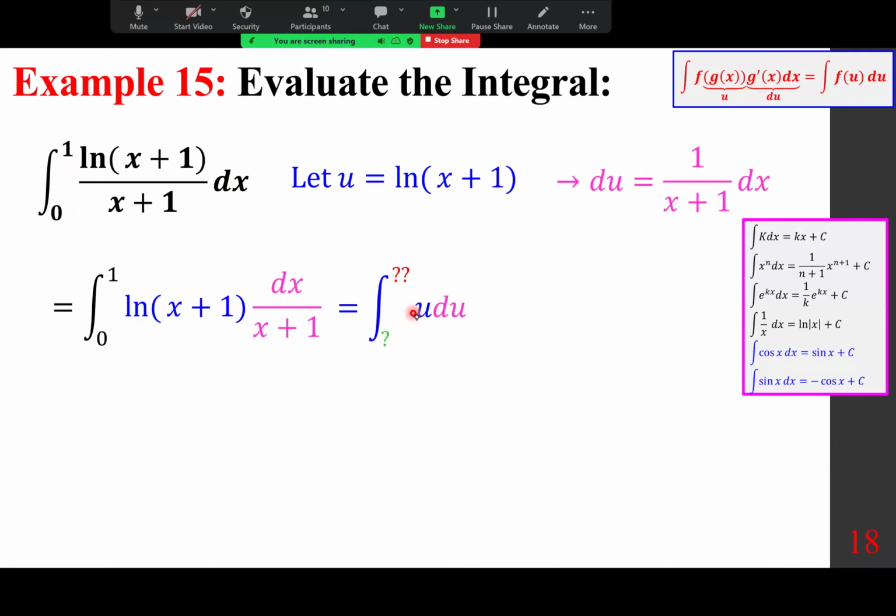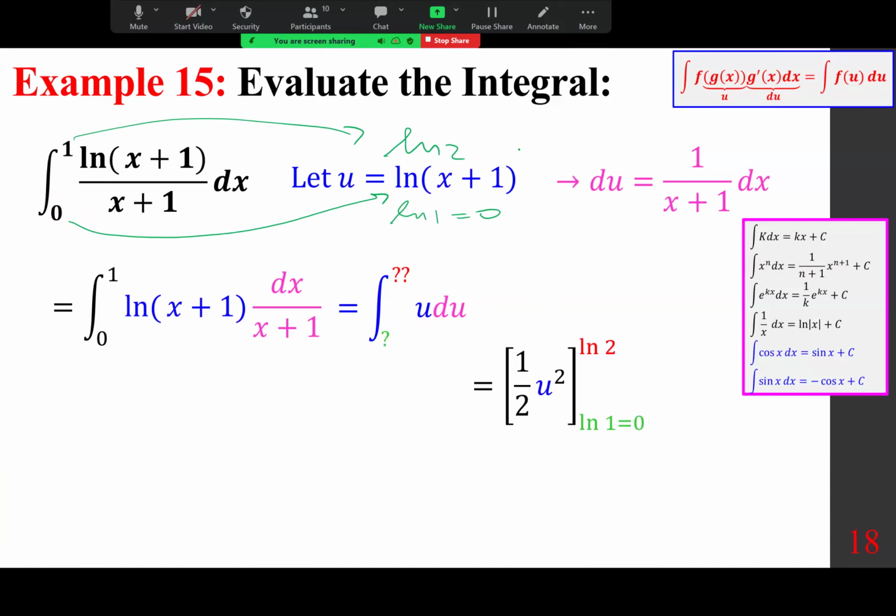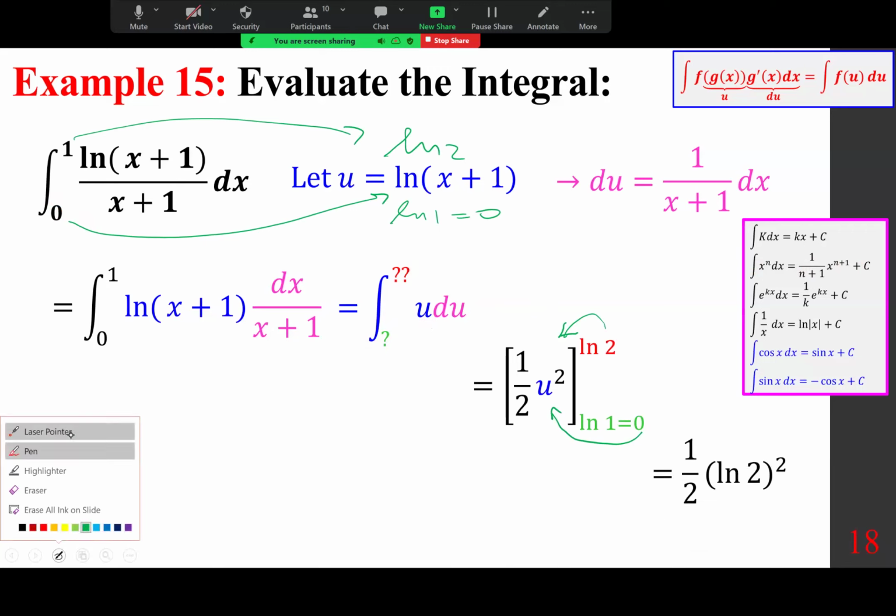And of course, this uses the good old power rule. So this is 1/2 u squared from the lower limit to the upper limit. If I put the 0 here, I get ln of 1, which is 0. If I put the 1 here, I get ln of 2. And we're going to keep it as ln 2, which is an exact answer. So you put ln 2 first, and then ln 1 or 0 second. 0 doesn't do anything, so half of ln of 2 to the second power, which is an exact answer.